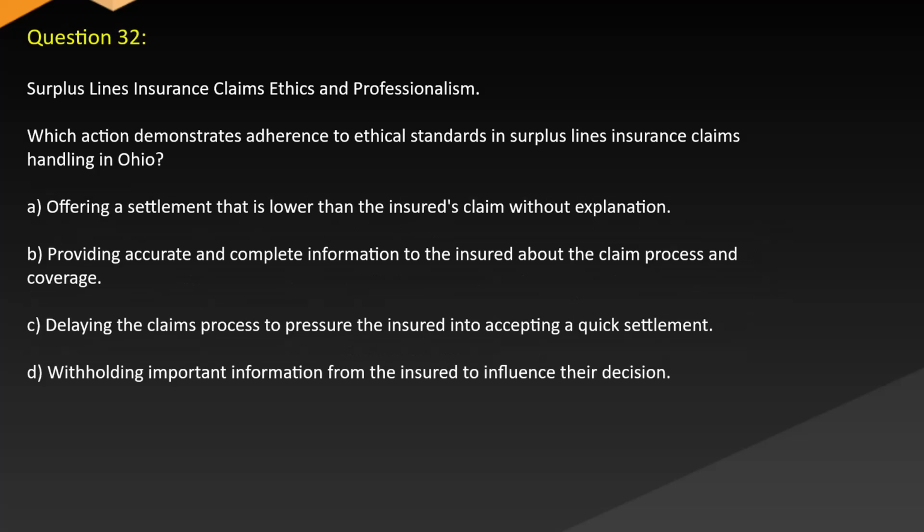3901.19. Question 32. Surplus lines insurance claims ethics and professionalism. Which action demonstrates adherence to ethical standards in surplus lines insurance claims handling in Ohio? A. Offering a settlement that is lower than the insured's claim without explanation. B. Providing accurate and complete information to the insured about the claim process and coverage. C. Delaying the claims process to pressure the insured into accepting a quick settlement. D. Withholding important information from the insured to influence their decision.